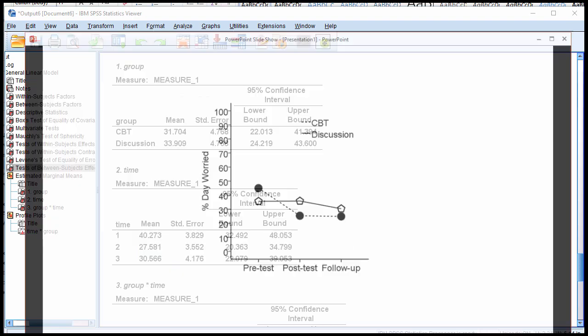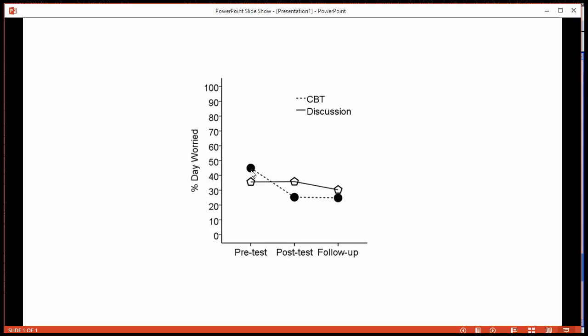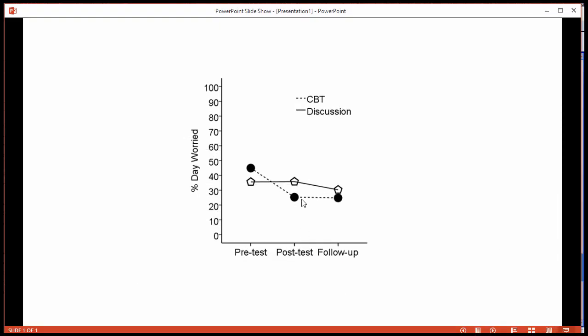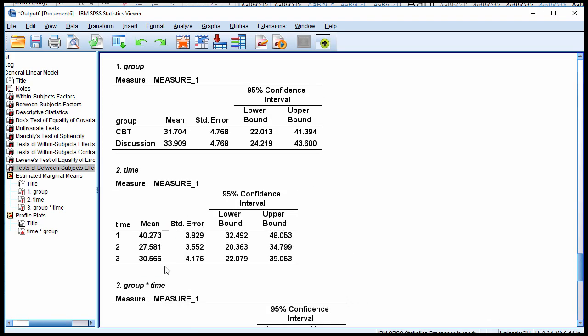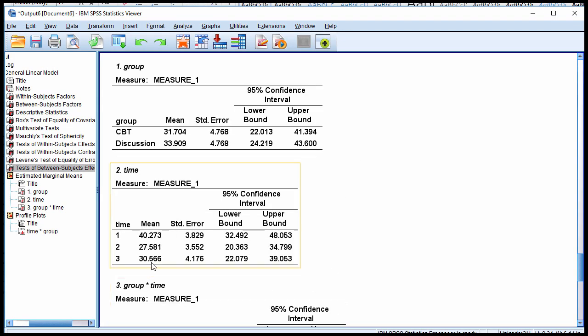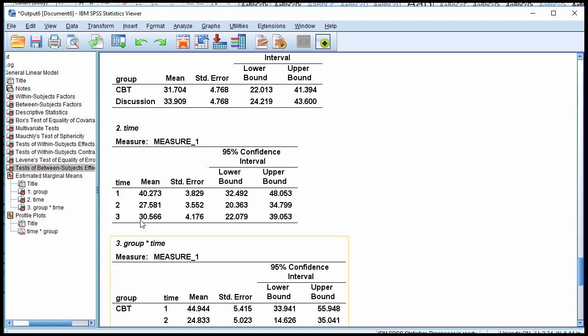So if I collapsed this mean here into one mean, that's where I would get 40.27. And if I collapse these two means together, the two groups, into one mean at post-test, that's where I would get this mean. And then finally, these two means collapsed equal 30.57. The ANOVA is saying that these means are not statistically significantly equal. There's a difference somewhere. Now, to find out which means are statistically significantly different from each other, you would have to ask for the post hoc tests.